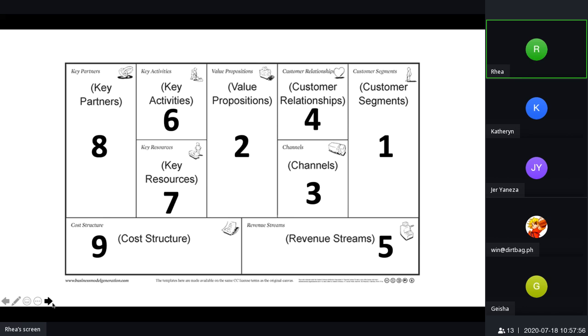So again, let me repeat. This should be done in sequence. So first would be customer segment. Second would be value proposition. Channel third. Number four, customer relationship. Number five, revenue streams. Six, key activities. Seven, key resources. Eight, key partners. And finally, number nine is our cost structure.